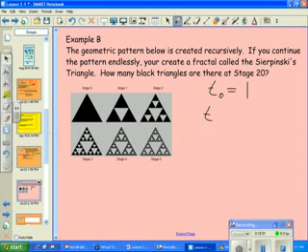Okay, now your recursive rule that goes along with this. How do you get any general term? Well, notice what happens here. I have 1 triangle. I have 3 triangles. If you count them out, I have 9. If you count these out, you have 27, and that pattern continues here.